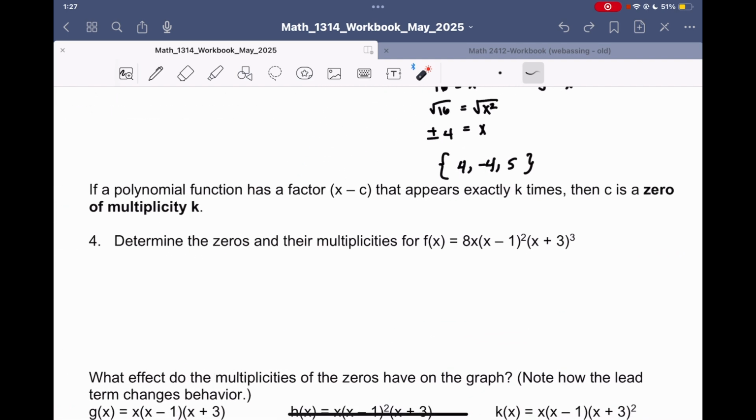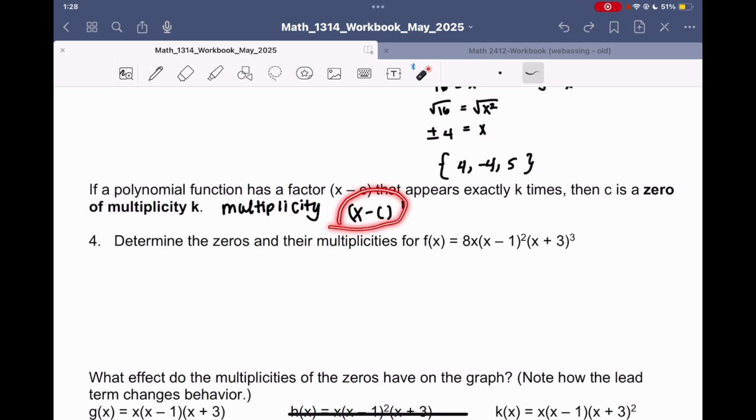Now for the next one, it says if the polynomial function has a factor of x minus c, so that's x minus some number, that occurs k times, where c is a 0, the multiplicity is k. So let's go ahead and explain this. This right here is already in factored form, but before we get to number 4, we're going to say multiplicity is going to be, for each linear factor, you're going to have a power. So automatically we assume that you have a 1 here.